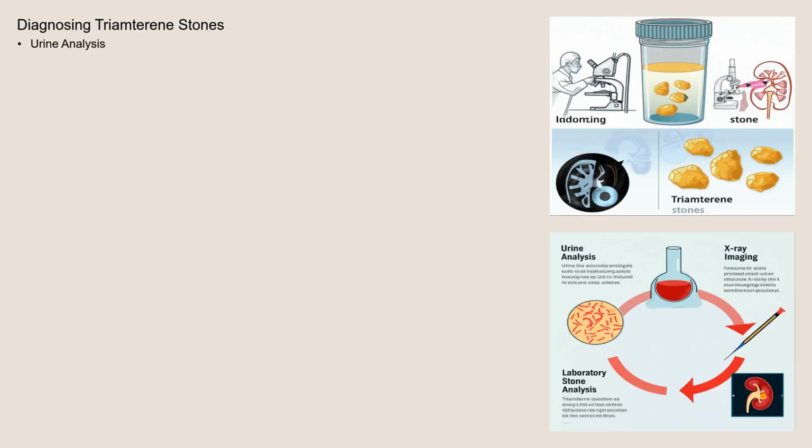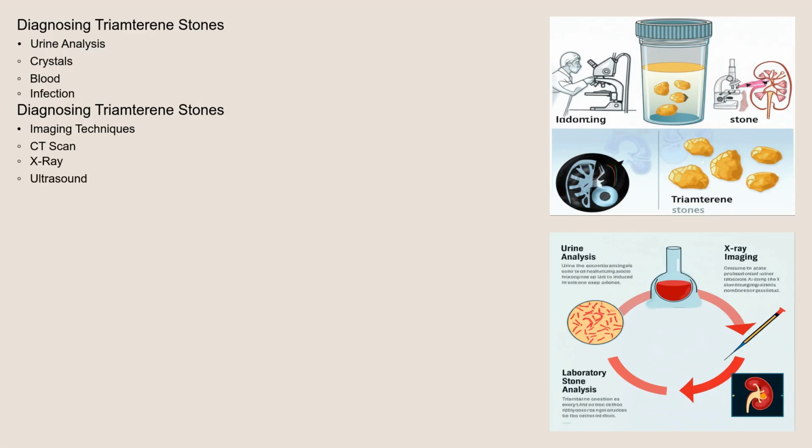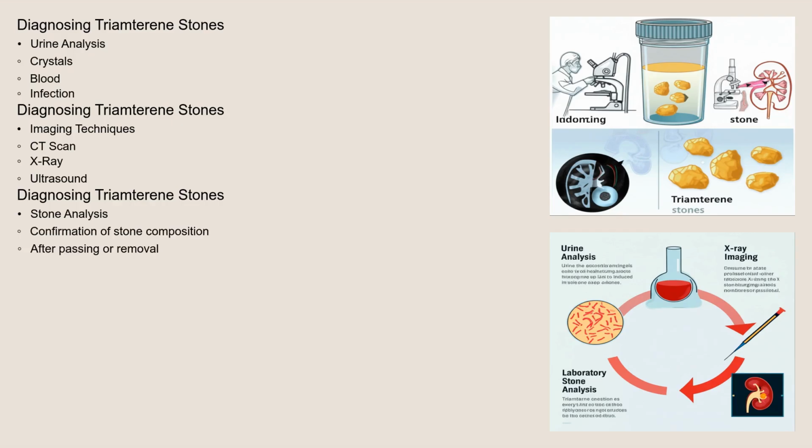Diagnosing Triamterene stones typically involves a combination of imaging and urine analysis. A urine sample can be tested to look for the presence of crystals, blood, and signs of infection. Imaging techniques like a CT scan, X-ray, or ultrasound can help visualize the stones in the kidneys, ureters, or bladder. The composition of the stone can be confirmed through stone analysis after it's been passed or removed.